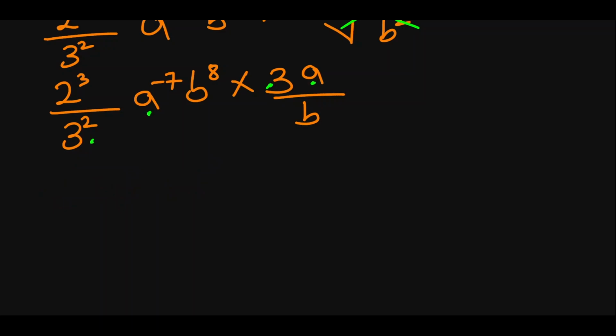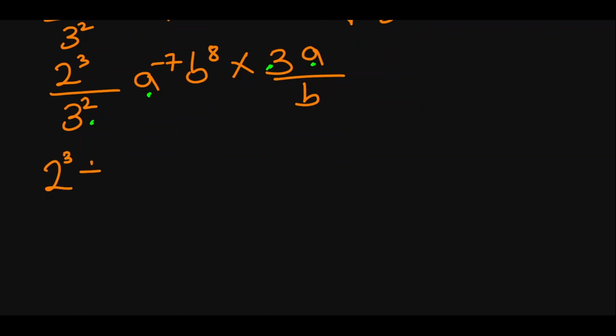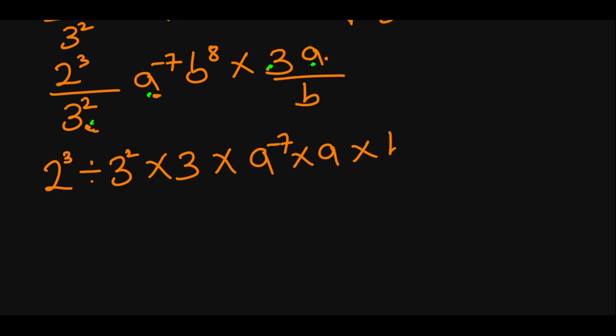So that gives us 2 raised to power 3 divided by 3 raised to power 2, which is this 3 raised to power 2 here, multiplied by 3, which is this 3 here, multiplied by a raised to power minus 7, which is this one, multiplied by a, which is this one, multiplied by b raised to power 8 divided by b, which is this b down. If you notice, I made sure that all the ones below I used divided by, and all the ones that were above I used multiplication, so I don't make any errors.